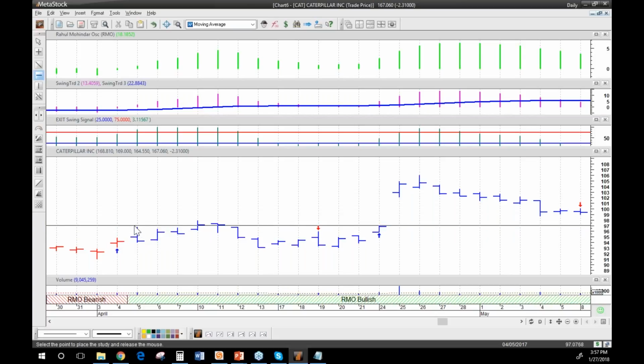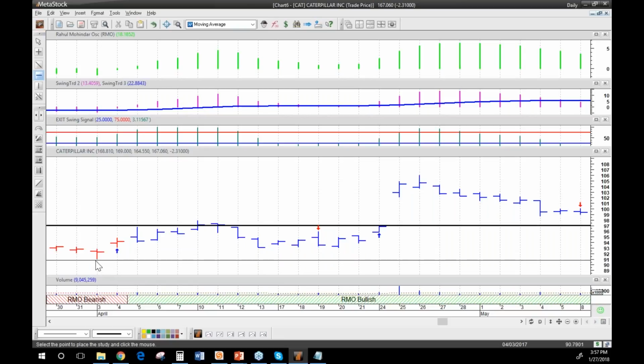But what we're going to do is put a little bit of a horizontal line and just leave a little bit of white space. This is going to be our last confirmation. If it crosses up above this price, we're going to go ahead and buy Caterpillar.